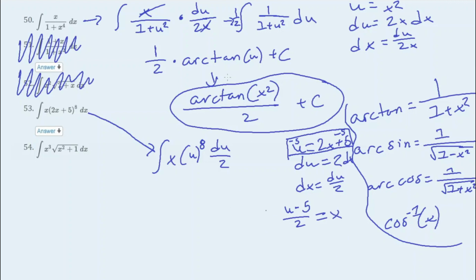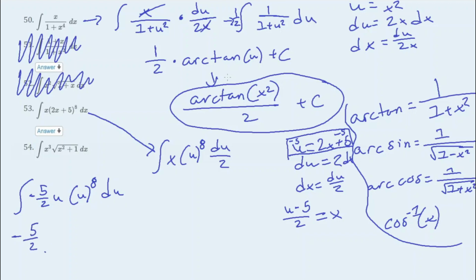Now all we need to do is plug in that for x. So if we rewrite it and plug in that x, we're going to have u minus 5 over 2, times u to the 8th power du. And we know negative 5 over 2 is a constant, so we could bring that outside.